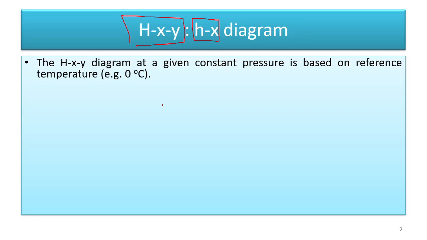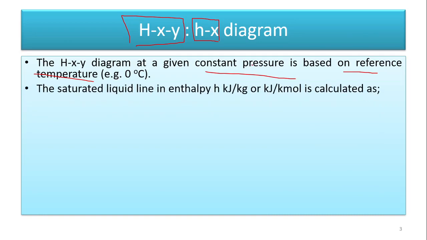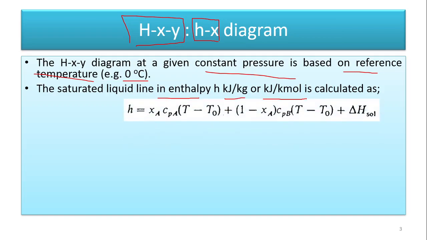In the HX diagram, we first have to find out the reference temperature at a constant pressure. Normally the reference temperature is 0 degrees Celsius, and sometimes it has other values also. How to calculate the HX? So H, that is the heat, the enthalpy of the liquid with respect to the composition X, in the form of kilojoule per kg or kilojoule per kilomole, is calculated by this equation.